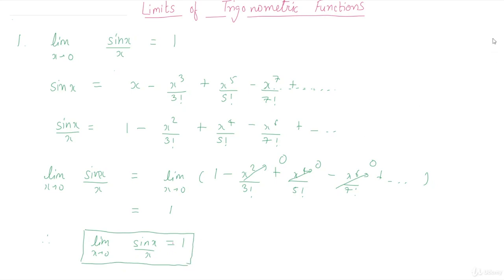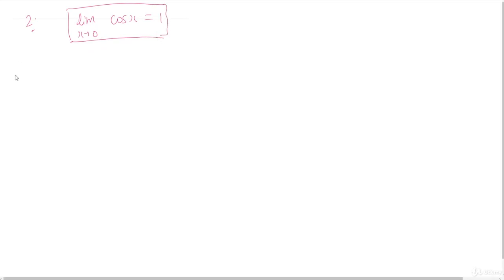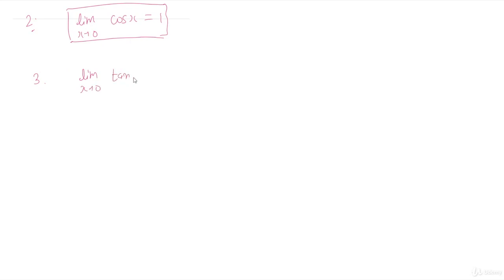There are some more important results as far as trigonometric functions are concerned for limits. The other one is limit x approaches 0 of cosine x is equal to 1. This might be clear to you, as it is very intuitive that when x approaches 0, cos x approaches 1. So this is the second identity for trigonometric functions in limits. Now the third identity is limit x approaches 0 of tan x. This is equal to 0, and we will be proving this now.